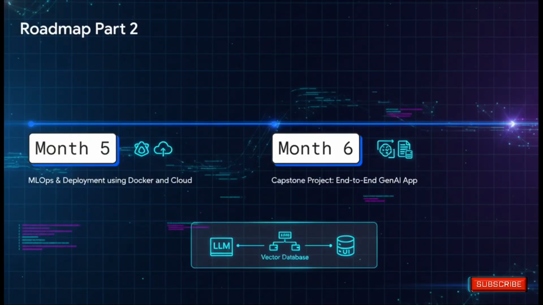The last 2 months are all about bridging the gap between being a hobbyist and a true professional. Month 5 is heavily focused on MLOps. You learn to package your models cleanly using Docker and deploy them to the cloud as APIs using FastAPI. Finally, month 6 is your capstone project. You are going to build a comprehensive end-to-end Gen AI application. This could be an AI PDF research assistant or maybe an automated resume screener that ties together an LLM, a vector database, and a slick user interface. You need this to prove to employers that you can actually ship real working products.